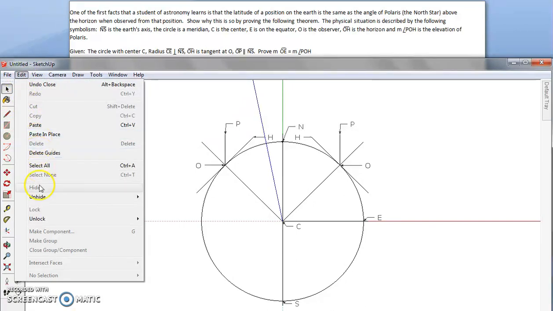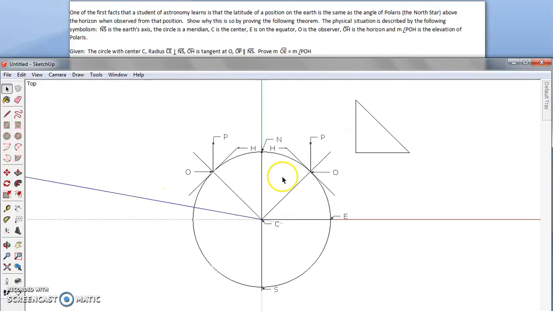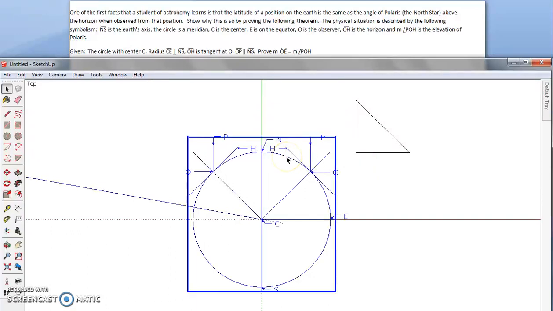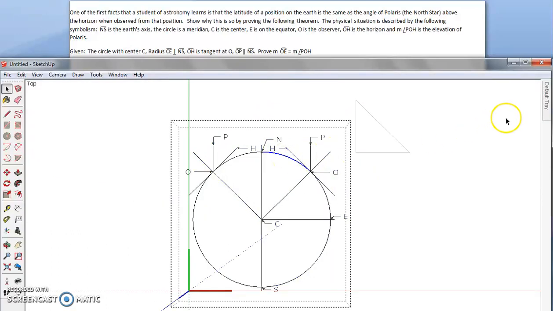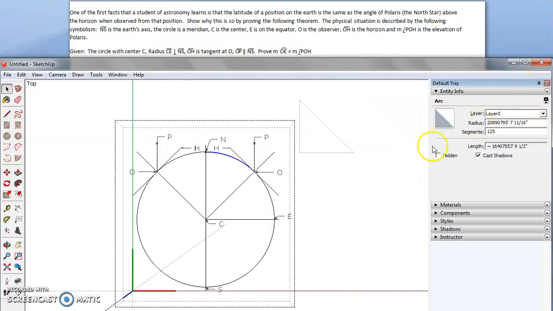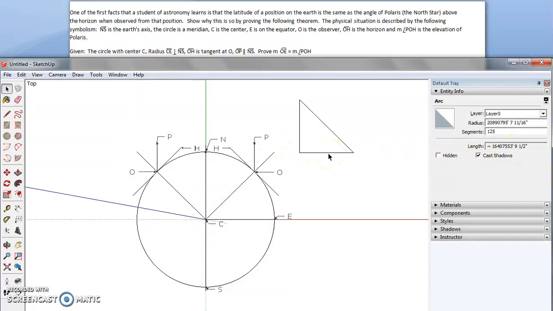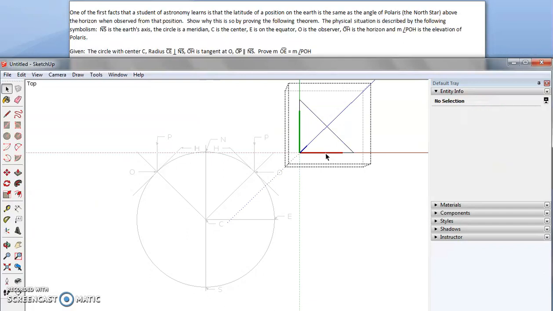Let's change our hiding and unhide what I found here. And if you take this distance and this distance is in feet at 16,407,553 feet. This distance here is also 16,407,600 feet. Approximately the same.